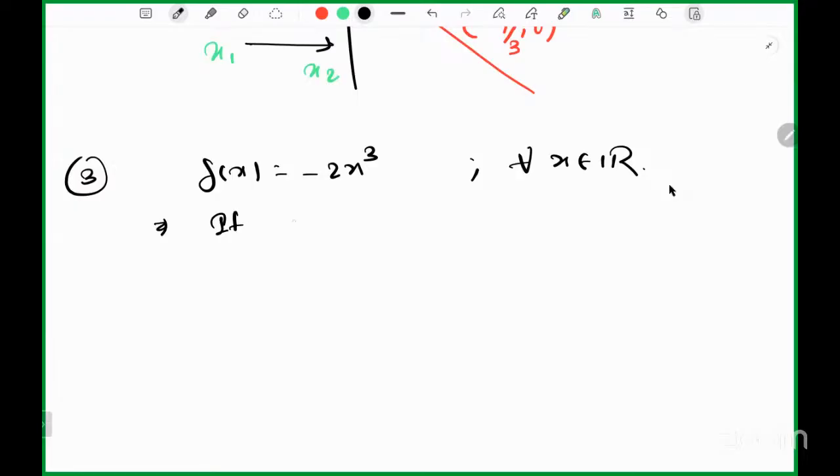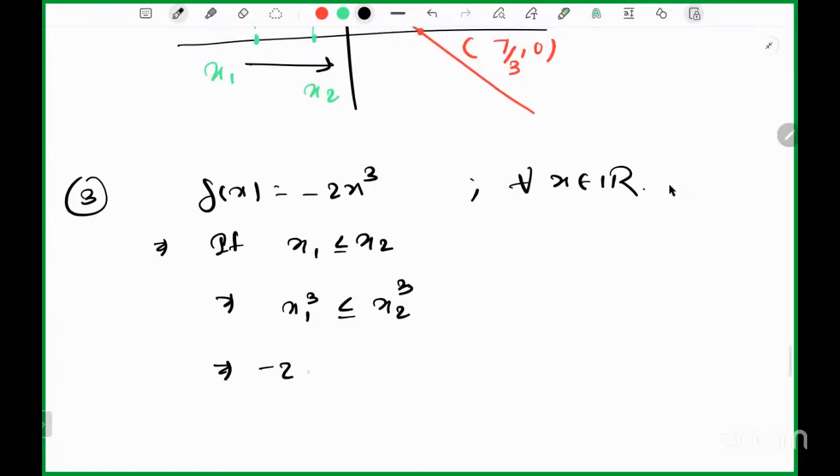If you consider x1 less than or equal to x2, then we know that the cube follows this inequality. If you take x1 less than or equal to x2, x1 cubed will also be less than or equal to x2 cubed. Is that clear? Fine. Now, if you multiply by minus 2, whenever you multiply by a minus sign in an inequality, that inequality actually reverses. So minus 2 of x1 cubed is greater than or equal to minus 2 of x2 cubed, which means that f of x1 is greater than or equal to f of x2.